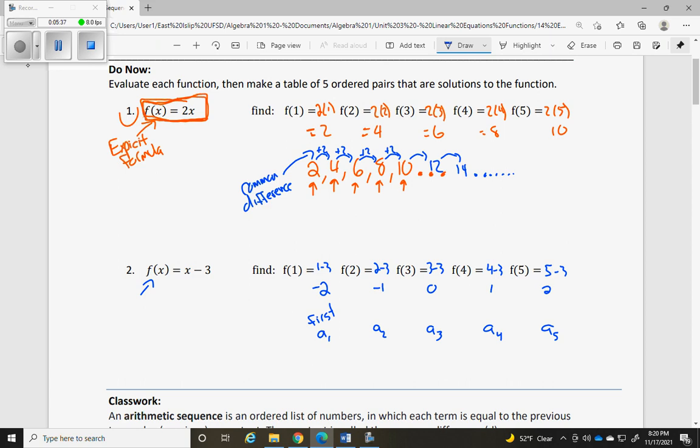First number in the sequence was -2. To get to -1, do you agree that we're adding on 1? To get to the next number, we're adding on 1.